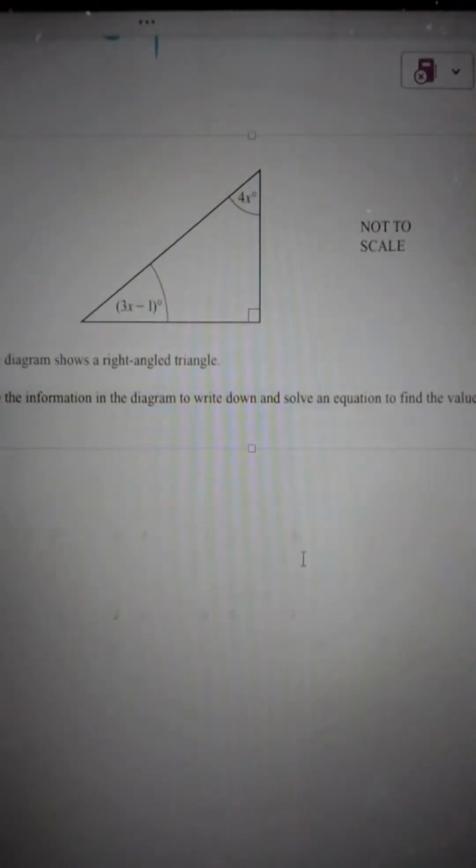This is question number 21 on paper 2023 0580, paper 11, May June. So this is the question. The diagram is shown. The diagram is a right angle triangle because the right angle is clearly mentioned over there. This is 90 degrees, a right angle. This angle is 4x. This is 3x minus 1 degree, so x is making the angles unknown.